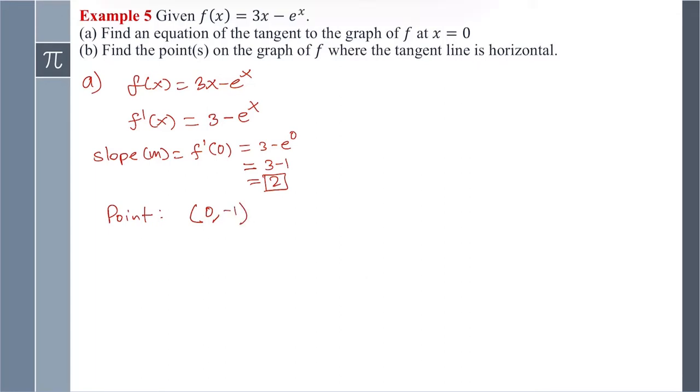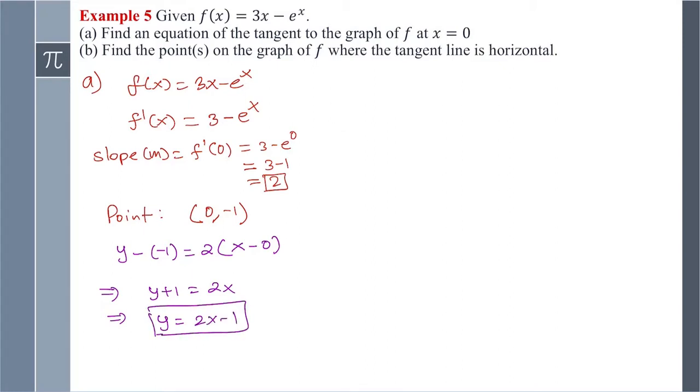Now we have the point, we have the slope, so we can find the equation of the tangent line using the point slope form of the equation. So y minus y1 equals m, which is 2, times x minus x1. So that gives us y plus 1 equals 2x, and then if we subtract 1 on both sides, we'll get y equals 2x minus 1. So this is the equation of the tangent line to this curve at x equals 0.